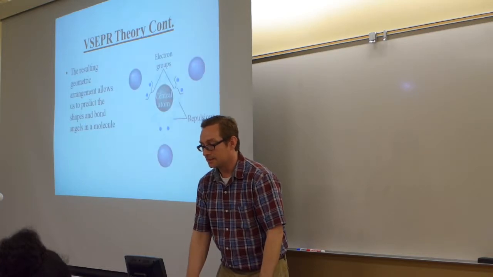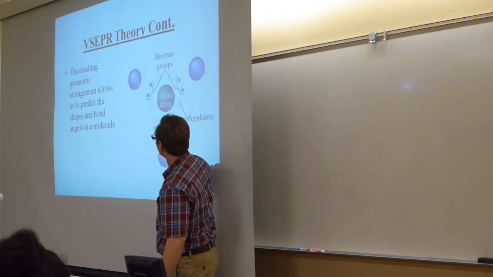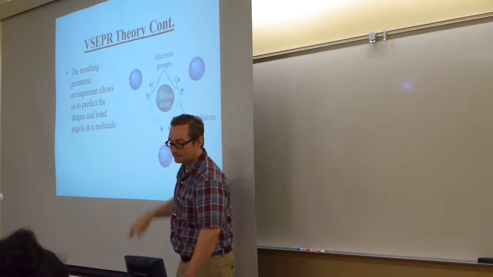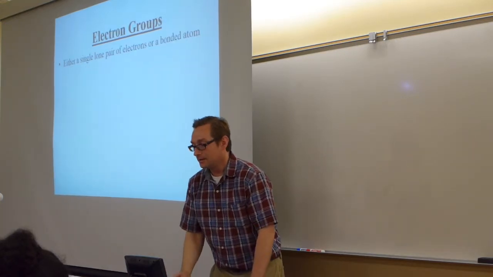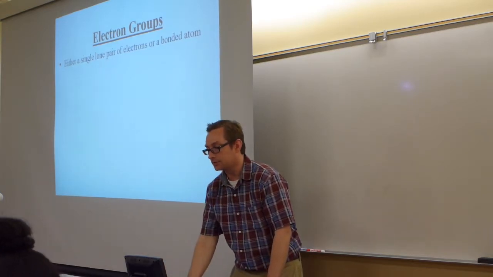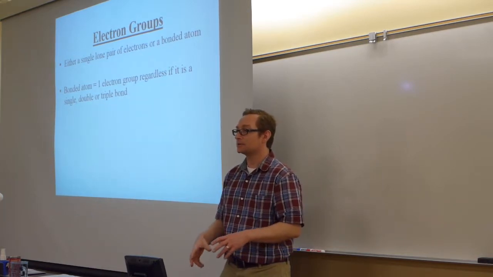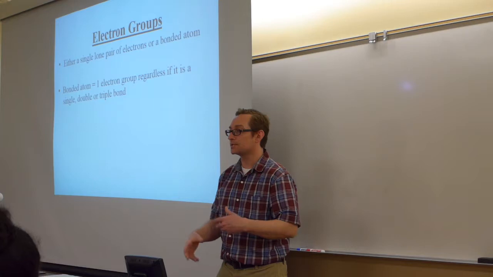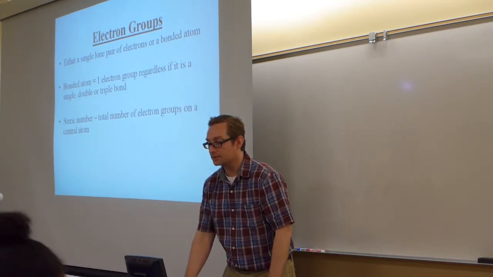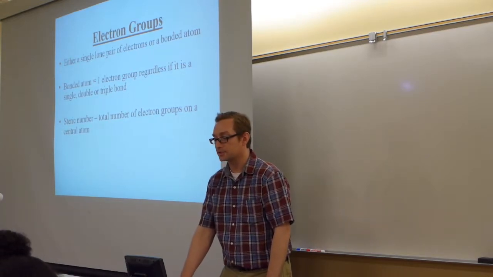Here's just a schematic. Here you have the bonds. These are all repelling each other. These electrons here repel these ones, right? So electron groups, as I was saying, can be either a single lone pair of electrons or a bonded atom. What if you have a double or triple bond? It doesn't matter. It still counts as just one bonded atom, so we count that as one electron group. We have something else you should know called the steric number, and that's the total number of electron groups on a central atom.